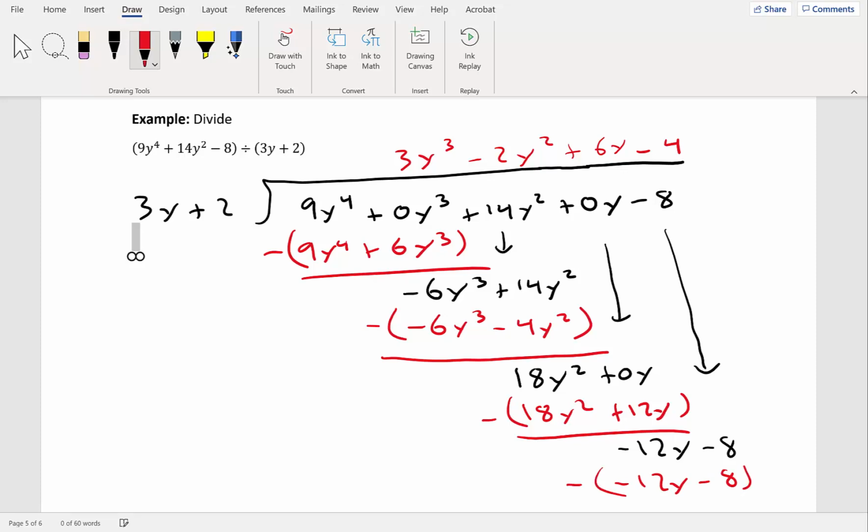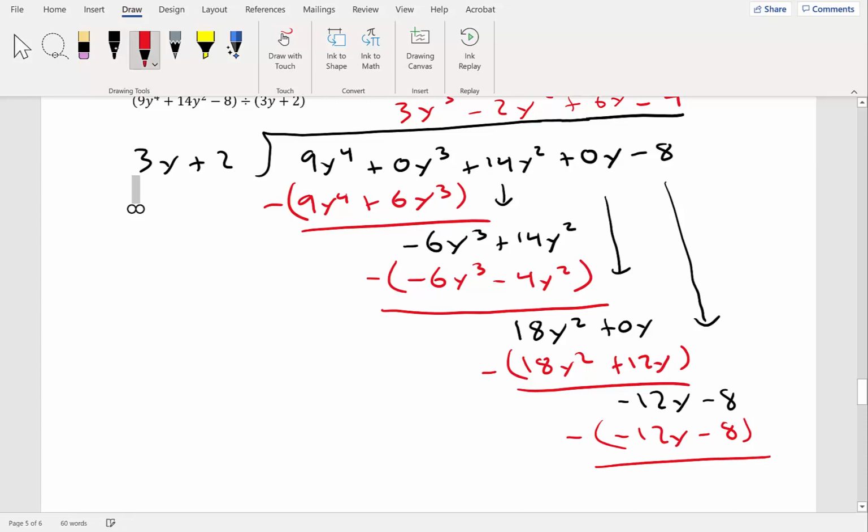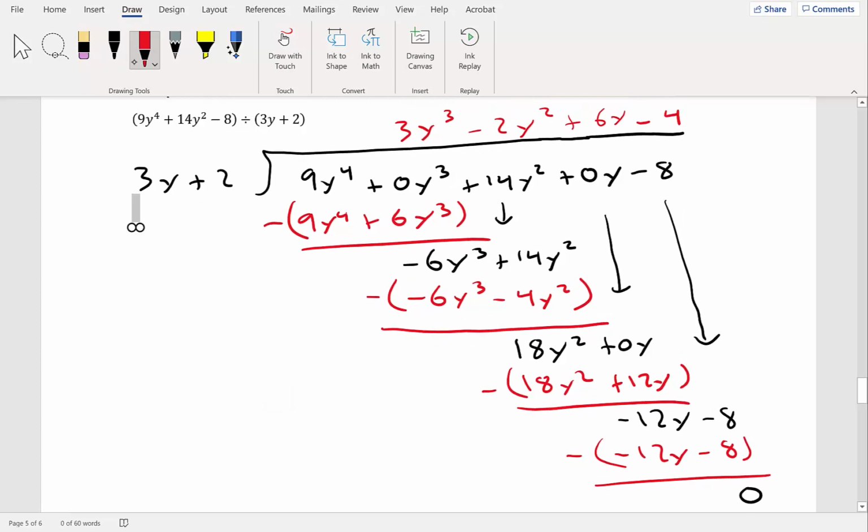Now let's subtract. So negative 12y minus negative 12y, that minus changes into plus. So negative 12y plus 12y cancels out. And then I have negative 8 minus negative 8. Well, that minus again changes into plus. So I have negative 8 plus 8, which gives me 0. So now I don't have any other numbers to bring down. This 0 is our remainder. So our final answer here, we have 3y cubed minus 2y squared plus 6y minus 4.